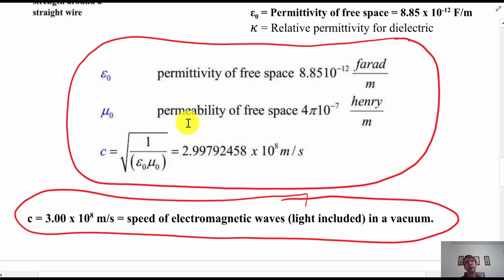And then you have mu 0, the permeability of free space, and here are the numbers for that. You can plug those into this equation, take 1 divided by the product of those two numbers, take the square root, and lo and behold, you get the speed of light. That's quite amazing. And they verified this. They've actually measured the speed of light in other independent experiments. There's no reason to doubt that.